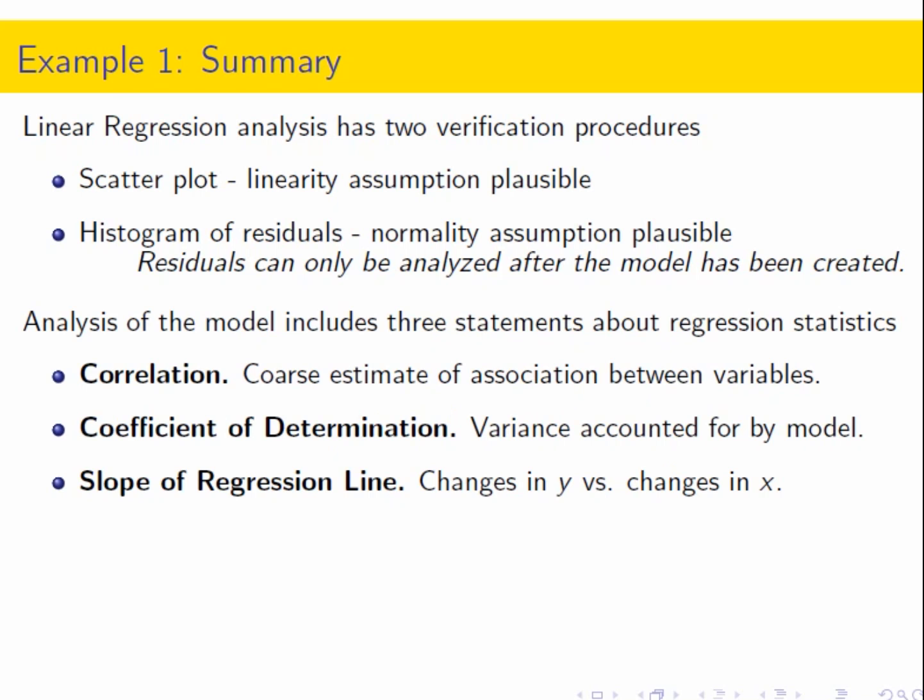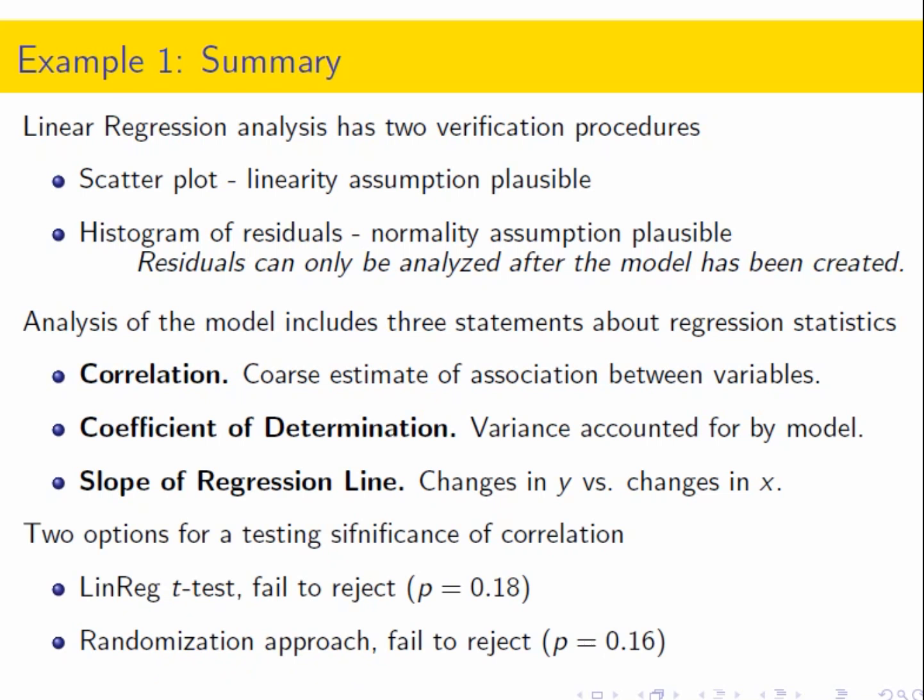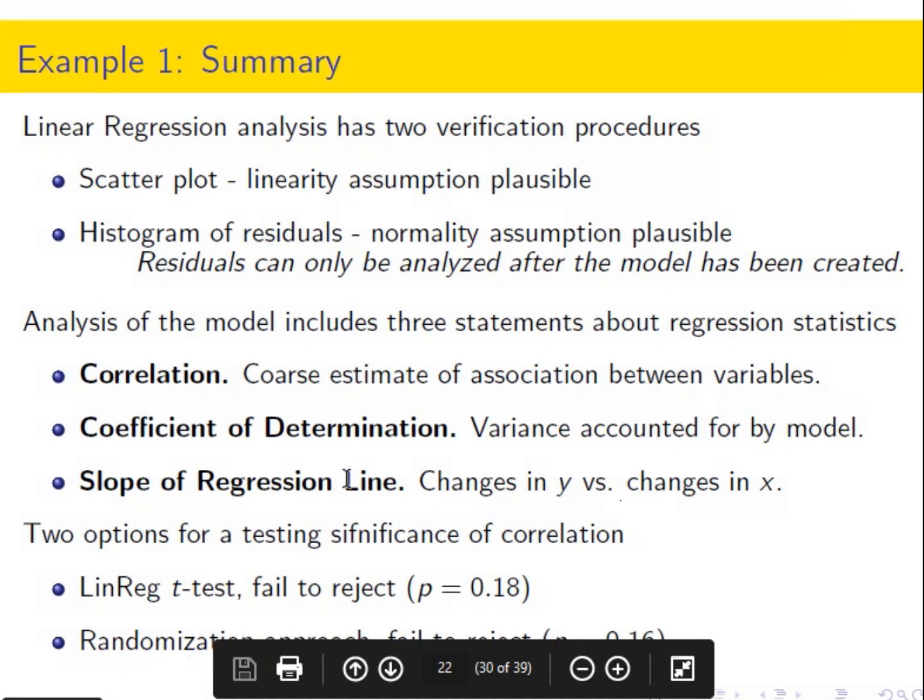Our analysis of the model, we had this coarse analysis of correlation, slightly better understanding with the coefficient of determination, and then we have this precise relationship between the variables that's described by the regression line. Again, all of this is meaningful only if there's actually significant correlation, which we can test with a t-test or with the randomization approach that I just showed you on the Rossman Chance app.